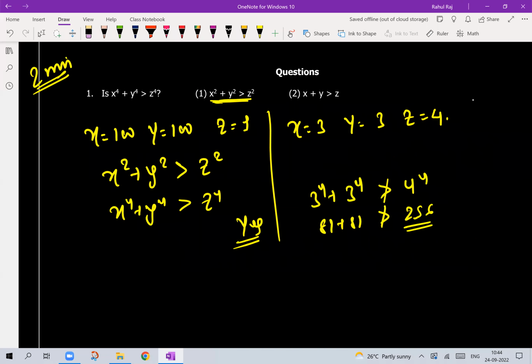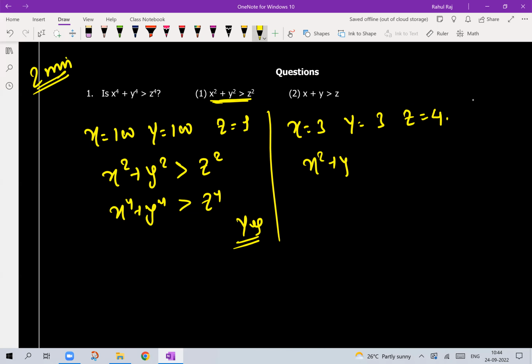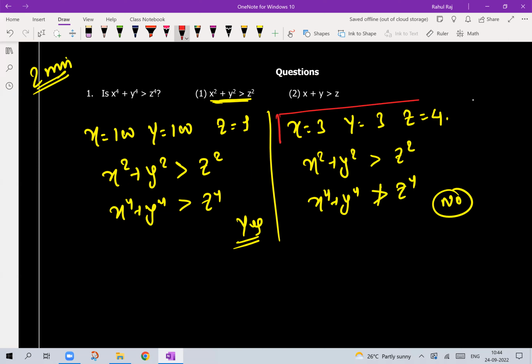So when I take this condition, x is equal to 3, y is equal to 3, z is equal to 3, my statement number 1 suffices. X square plus y square is greater than z square. But my question does not suffice. X to the power 4 plus y to the power 4 is not greater than z to the power 4. This is a no situation.